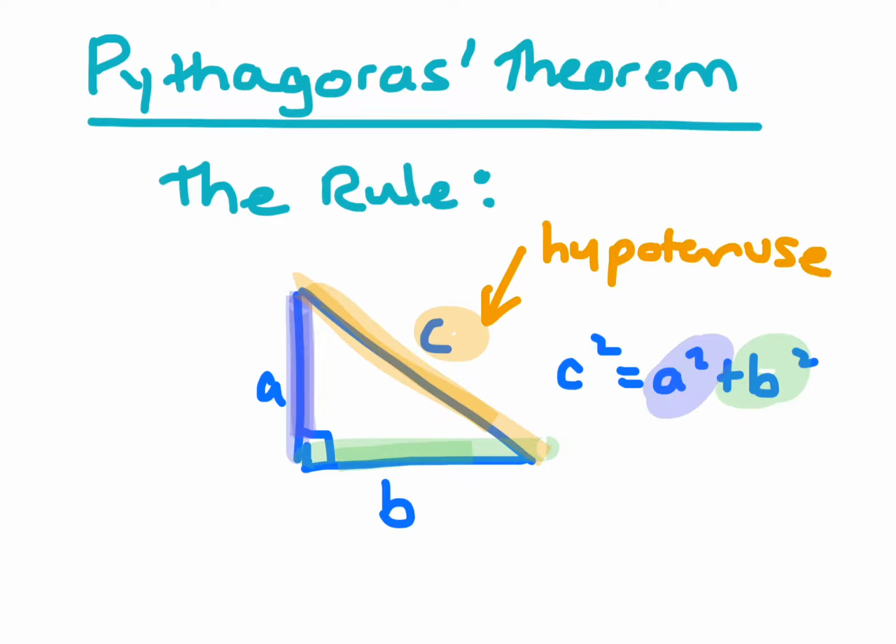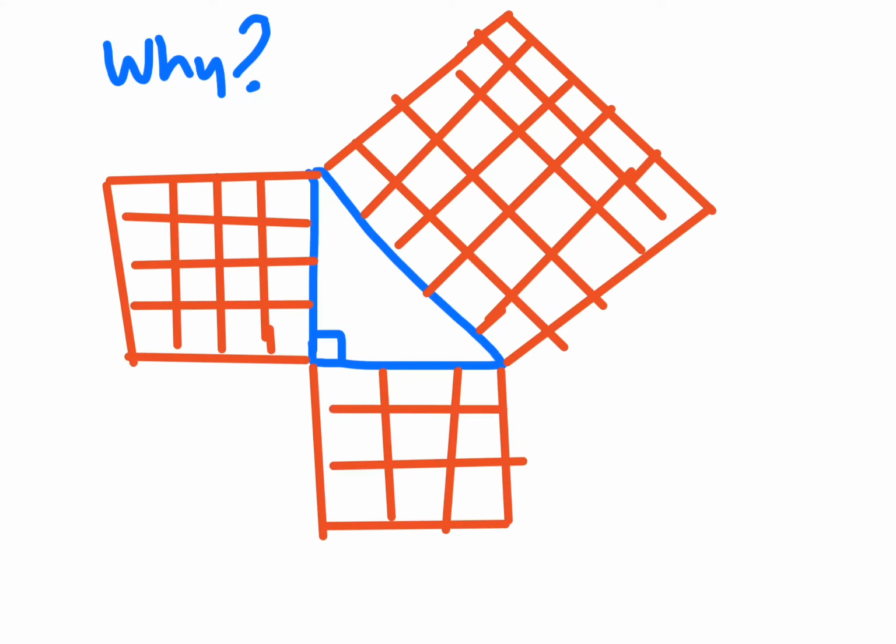And the hypotenuse is always opposite the right angle. You can see the right angle in the right angle triangle. And this rule will only work in a right angle triangle. So why does this rule actually work?